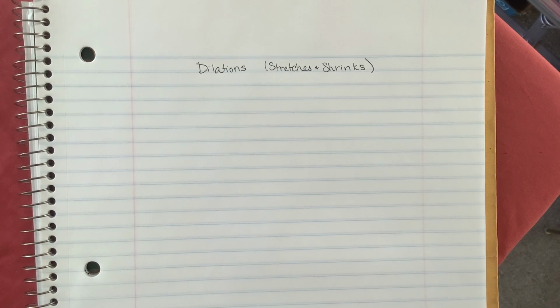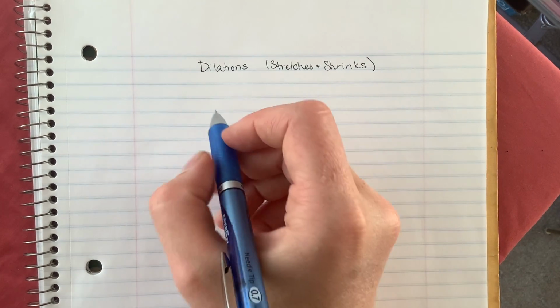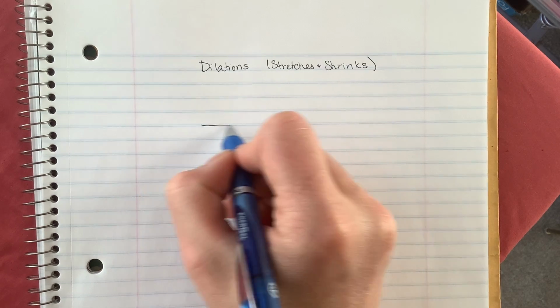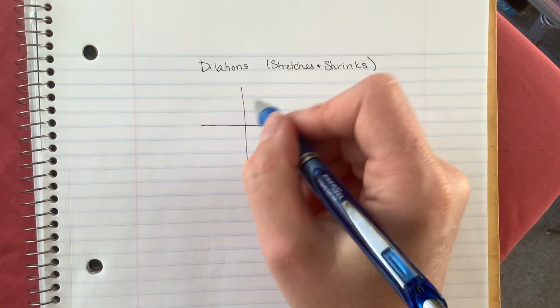The last type of transformation we'll be covering is dilations. And dilations are sometimes known as stretches or shrinks because you're going to be multiplying or dividing the values to make the function look bigger or smaller in different dimensions. So you can have dilations in the x direction.